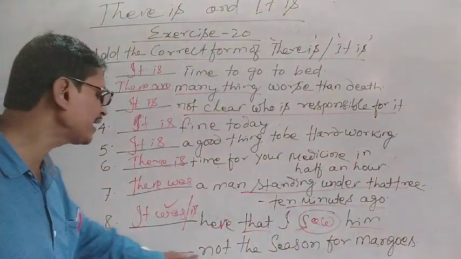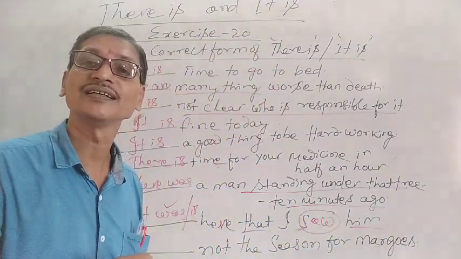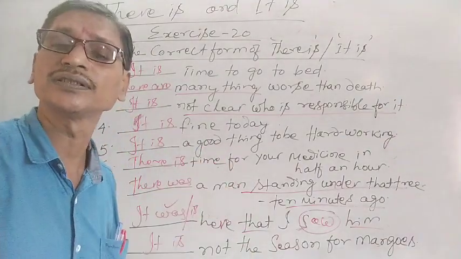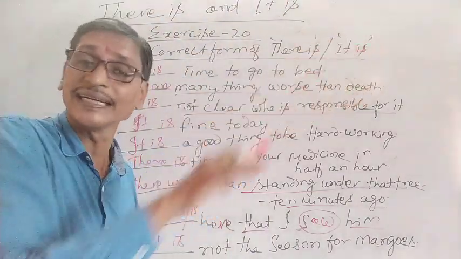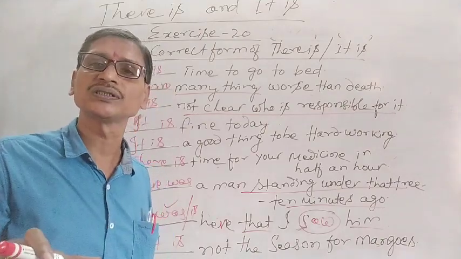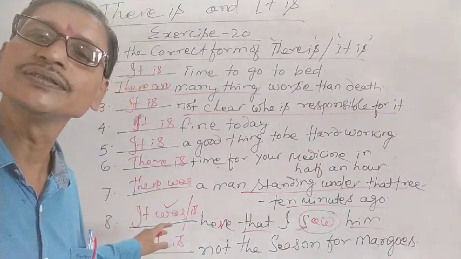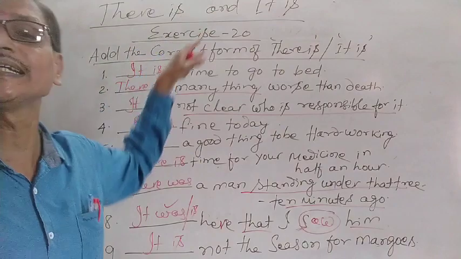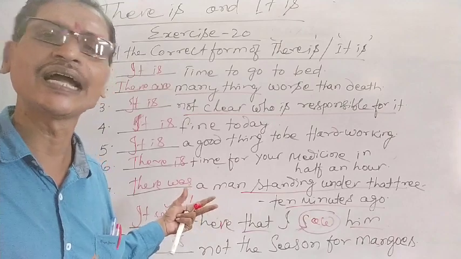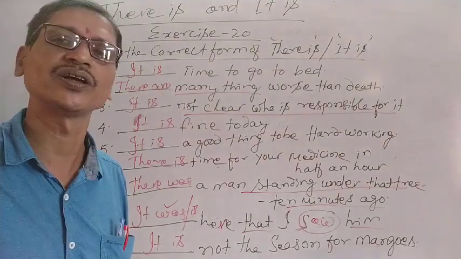Similarly, number 9. Not the season for mangoes. It is not the season. It is not the season for mangoes. Mango season is different. It is not the season, but this season is not. The time is not for mangoes. Understand? So it is not the season for mangoes. You understood the correct form of using "there is" and "it is" in the given sentences? Let's understand some more sentences and use the correct form of "there is" and "it is". Let us write on the board.